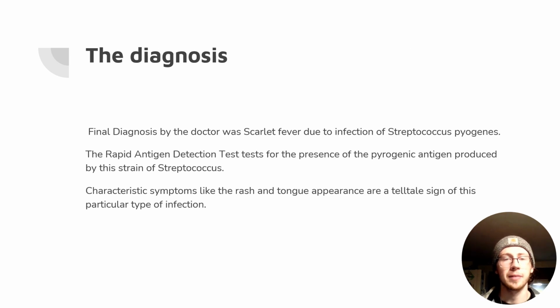Okay, so the diagnosis by the doctor was scarlet fever due to the infection of Streptococcus pyogenes. This rapid antigen detection test tests for the presence of a pyrogenic antigen, which is produced by that strain of Streptococcus. Pyrogenic antigens produce that characteristic fever that was seen in the earlier slide that they brought her in with. Characteristic symptoms like the rash and the tongue appearance are also really telltale signs of scarlet fever, which I have had before and is not fun.